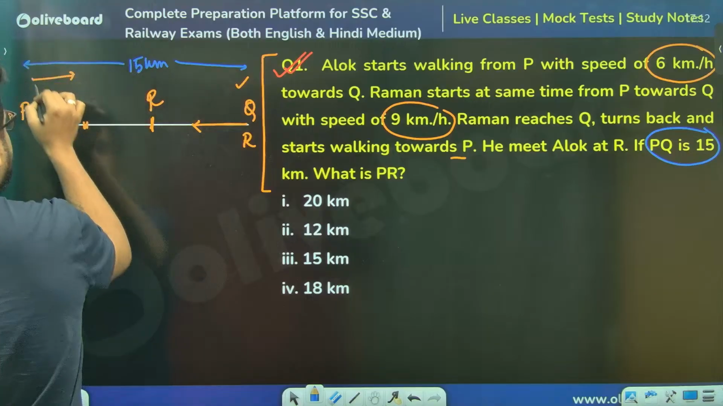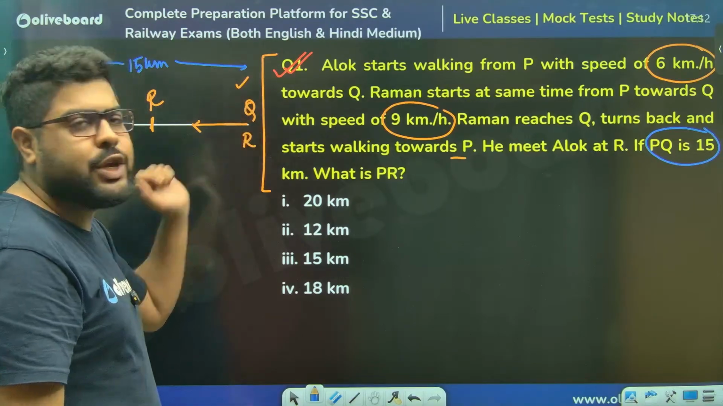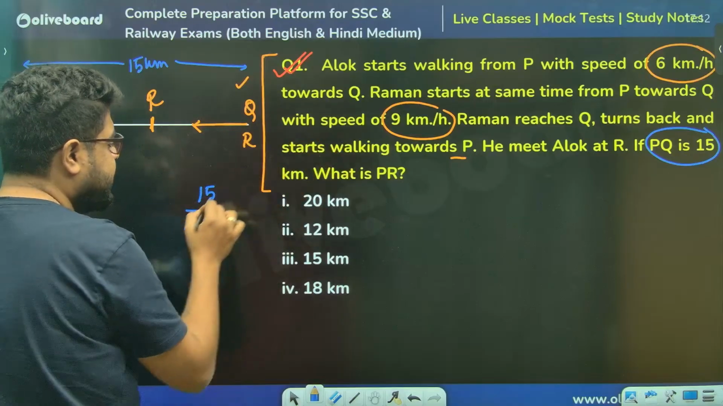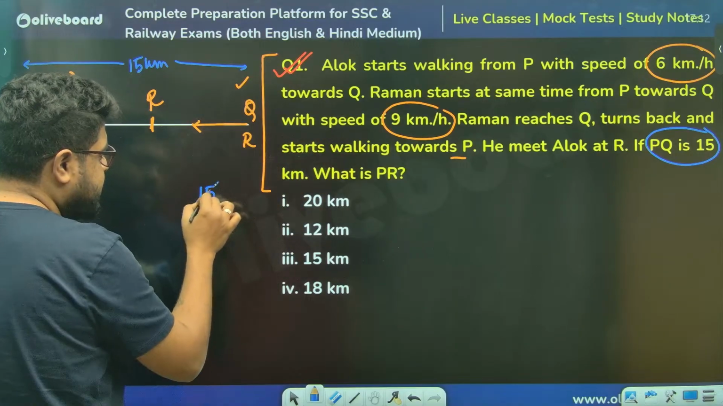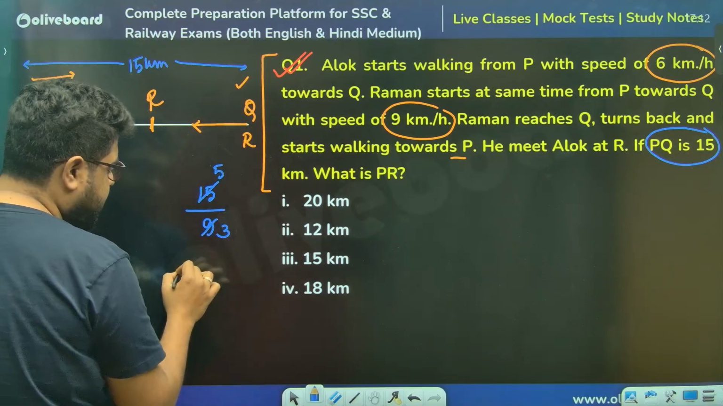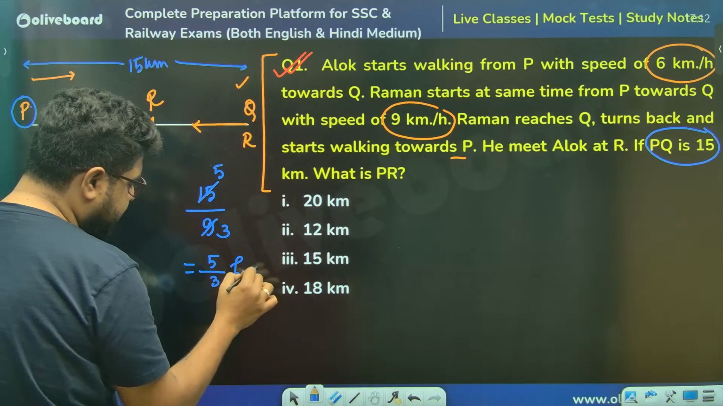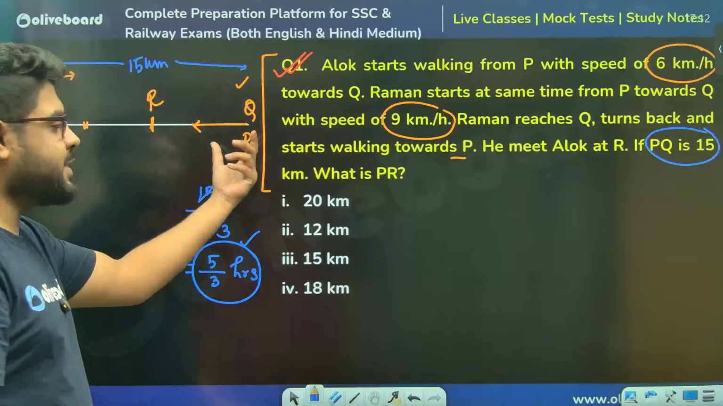Sir, how much time will Raman take to reach Q? You will say 15 distance divided by the speed of Raman, which is 9. So 3 3s are this, 3 5s are this. So Raman will take 5 by 3 hours to reach this point.